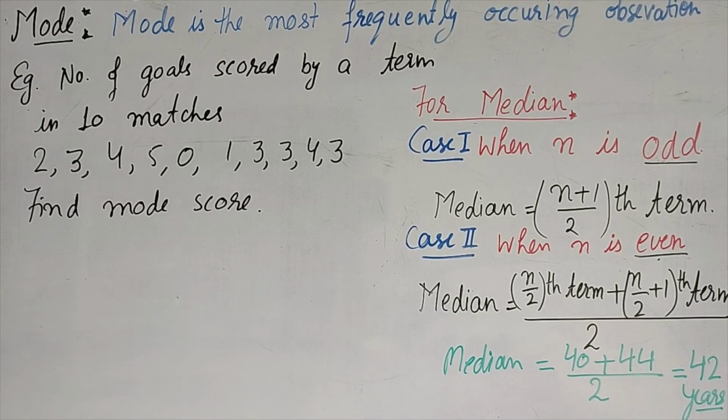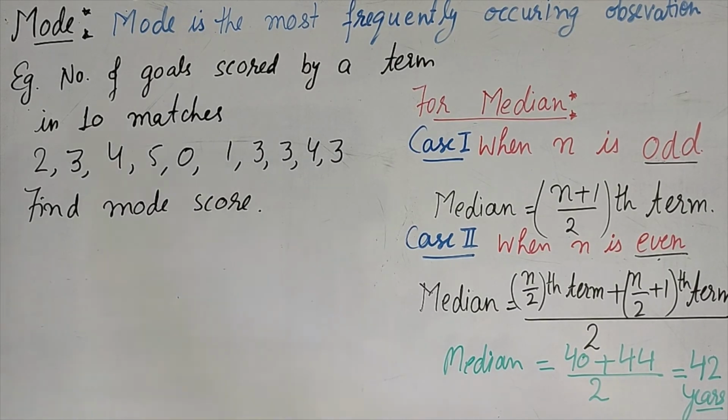Now the next measure of central tendency is mode. Mode is the most frequently occurring observation, meaning the observation that is repeated the most, that is coming again and again and again. Or you can say the observation which has the maximum frequency.